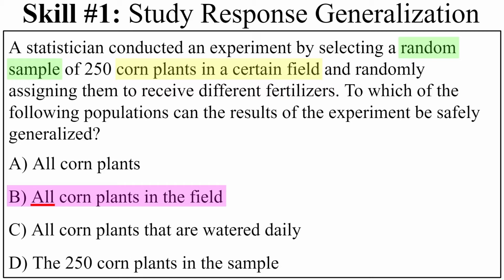A would definitely be out. C would definitely be out. Those are just straight up not what they said the sample was pulled from in the question. The 250 corn plants in the sample, it's like maybe if they weren't selected at random, but as you saw, I highlighted in green, they were selected at random, so we can generalize to the population. Remember, generalizing to the sample, especially for a survey, is kind of useless. We want to generalize to the population.